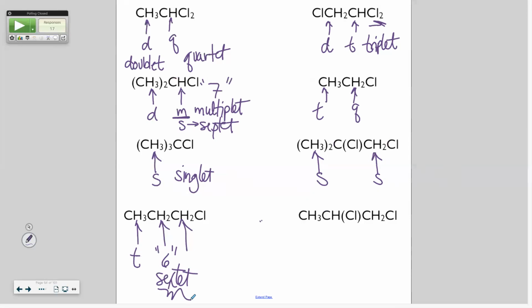Okay, how about the CH2 by the Cl? It has 2 neighbors, so it's going to be a triplet. Okay, we got 2 triplets in this one. Which one will be the farthest downfield? The one next to the chlorine. Okay, what do we got left over here? How many kinds of hydrogens?